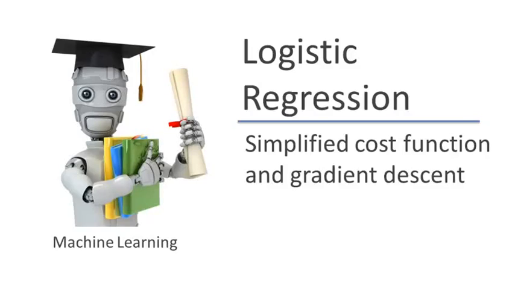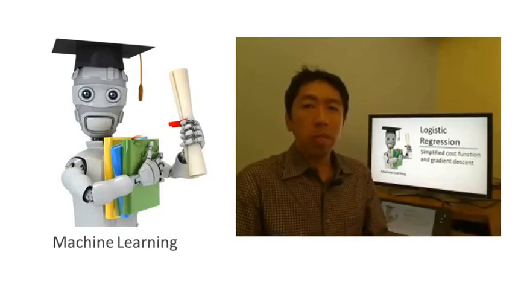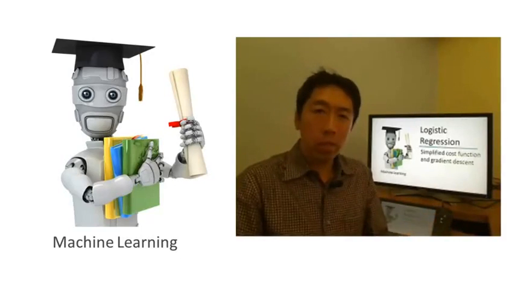In this video, we'll figure out a slightly simpler way to write the cost function than we have been using so far, and we'll also figure out how to apply gradient descent to fit the parameters of logistic regression. So by the end of this video, you know how to implement a fully working version of logistic regression.